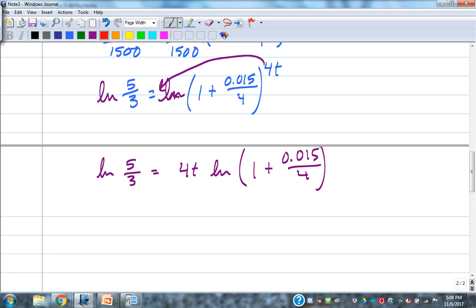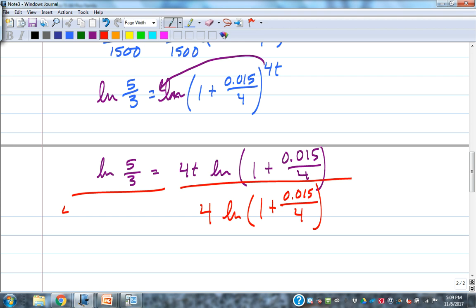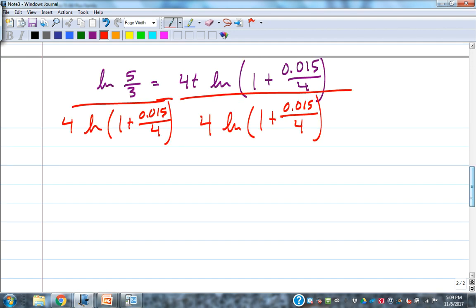How can I get T by itself? That other stuff goes with it because it's just a number too. So it's 4 times T times the natural log of that. So to get T by itself, I divide by everything that's not a T, and that would involve all that other stuff. That's a good way of putting it. 4 natural log 1 plus 0.015 over 4. And there's T by itself. And I just need to work that out.